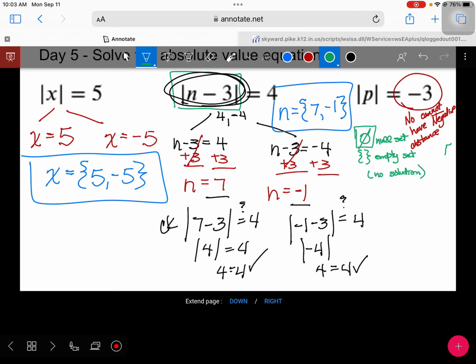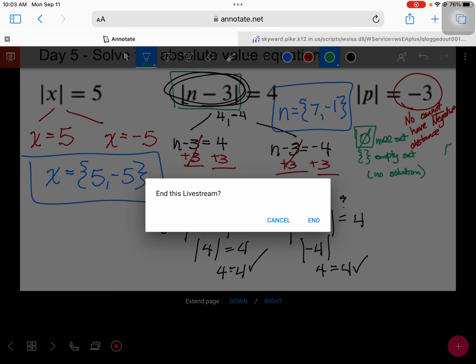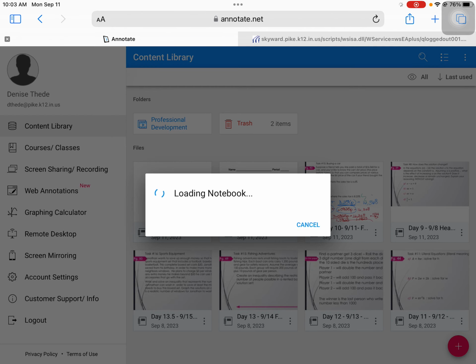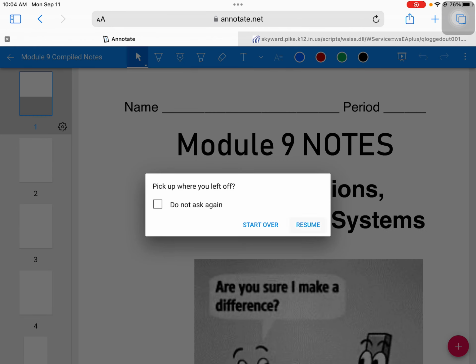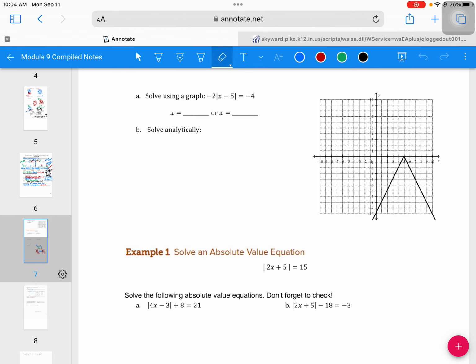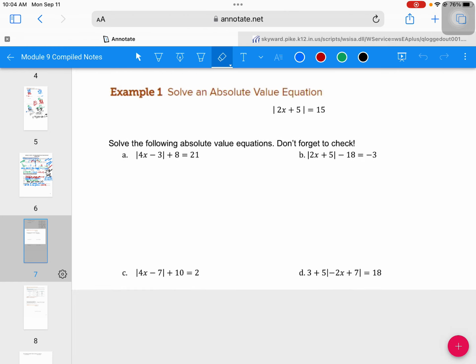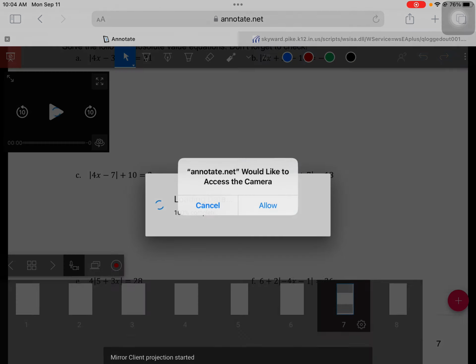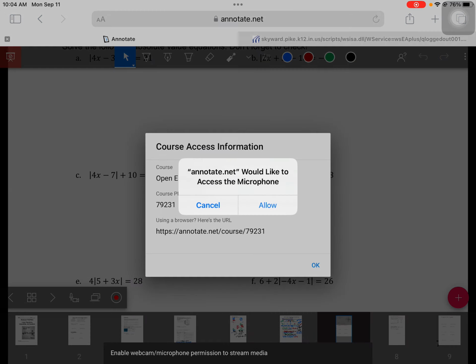All right, let's go to page 16. Page 16, we were in the middle of doing and solving some absolute values. Were we ready for D by chance? Yeah. Okay.